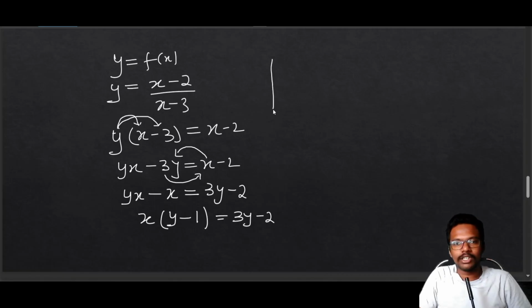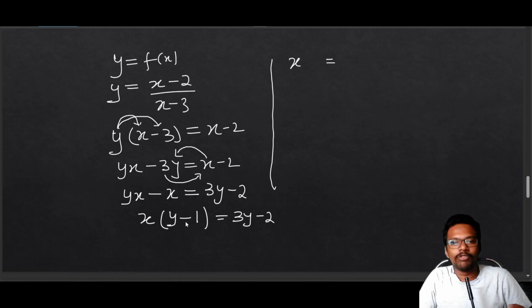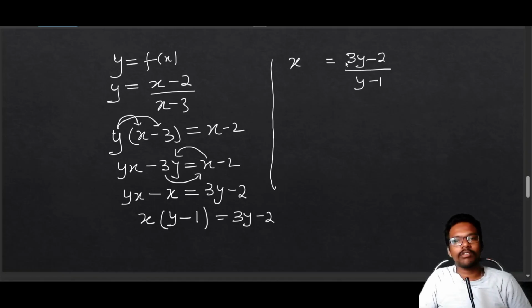Now our intention is to find the x value, no? So x I keep as it is. For x, y minus 1 is multiplying. If you move this multiplied y minus 1 to the right side, it becomes division. So 3y minus 2 is divided by y minus 1. So now we got the x value as 3y minus 2 divided by y minus 1.